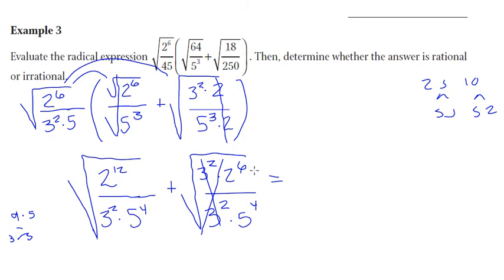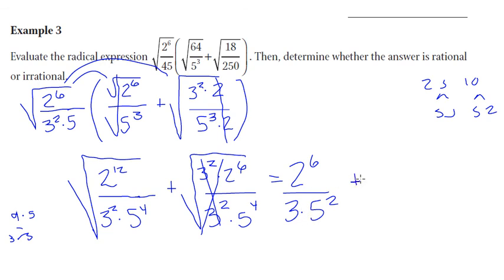So when I go to look at my first radical here, I know that the square root of 2 to the 12th power is going to be 2 to the 6th power over, well, when I pull, it takes 2 3s to pull one out, so I'm going to have 3 times 5 to the 4th is going to be 4 divided by 2, so I'm going to pull out a 5 squared. So right now I've got 2 to the 6th power, which is 64 over 3 times 5 squared, so I've got 64 over 75 right now.